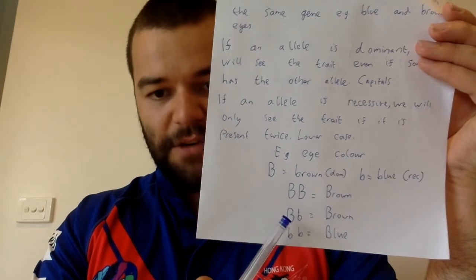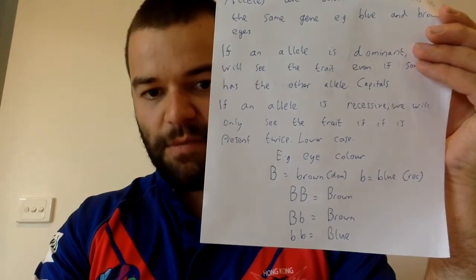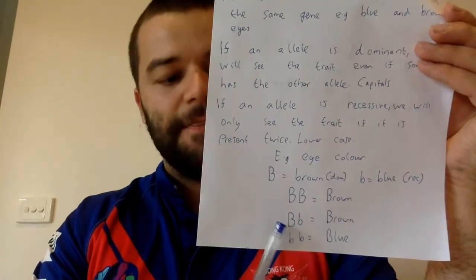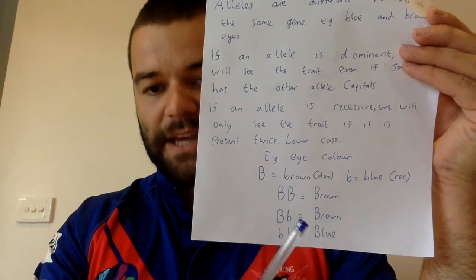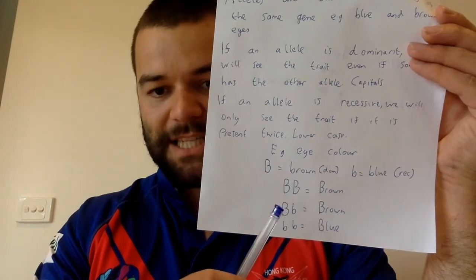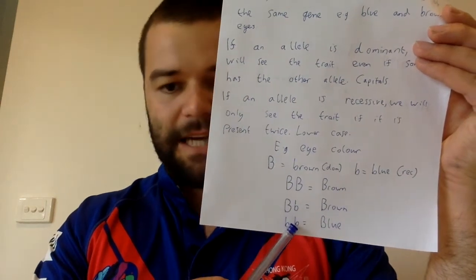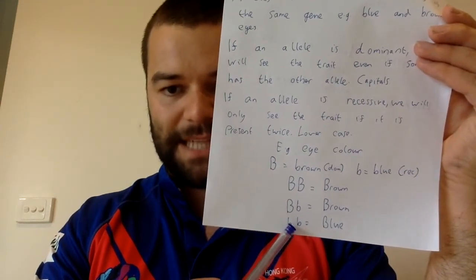But if they got capital B, lowercase b, meaning they got brown eyes from one parent but blue eyes from another, they will still have brown eyes. Okay? So that's what being dominant means. Even if the other allele is present, we will only see that trait. Blue eyes is recessive, so we only see that when it's lowercase b, lowercase b. Okay?